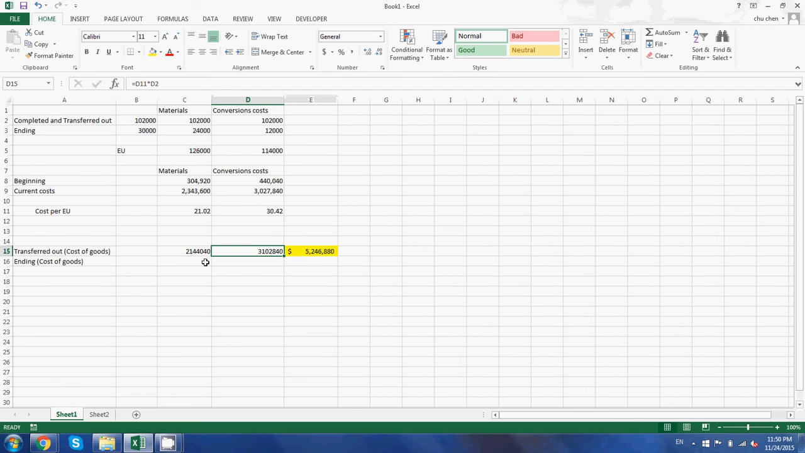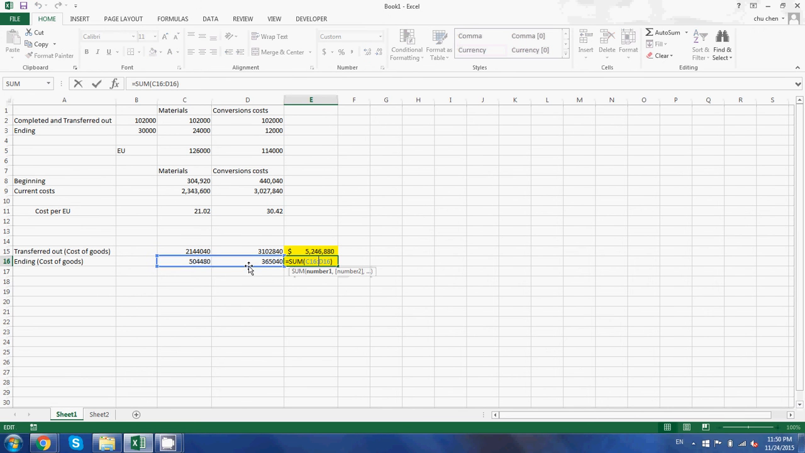We're going to do the same thing for ending. We just use the cost per EU times the EU for materials, and then the cost per EU times the equivalent units for conversion cost in the endings. That's what we got, and actually this one is the sum of these two numbers. That will be our cost of goods for ending inventory.